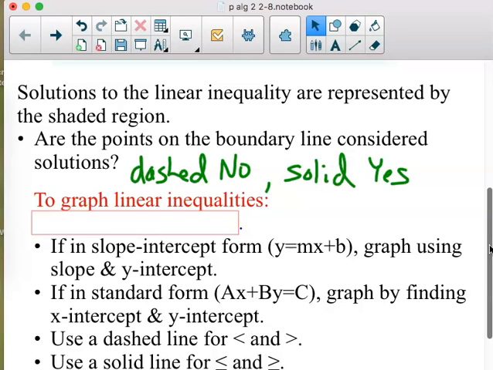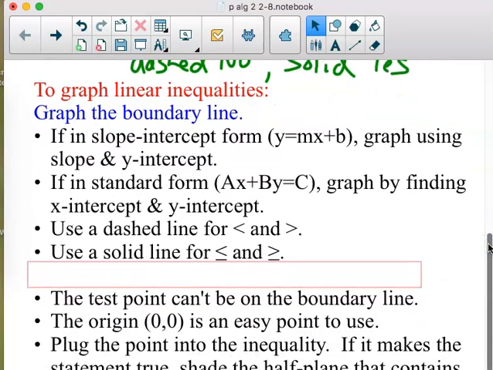So if we want to graph linear inequalities, first thing, find that boundary line. Graph the boundary line. Get it on there. Find out where your answers start or stop. Bill, pay attention, please. If it's in slope-intercept form, quick graph. Love it. y equals mx plus b. Use the slope and the y-intercept. So start with b on the y-axis, and then use the slope. Rise over run. Get yourself a line.